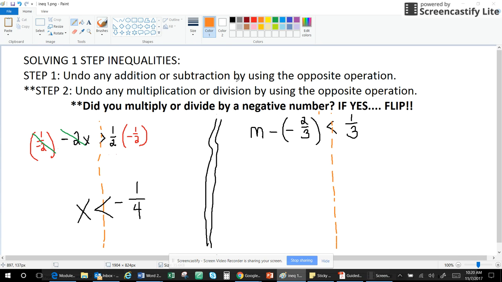Okay, so again, we're solving. There's the variable. Got to do that over here. Now we should be looking at this and going, I have an issue before I even start. I see back-to-back negative signs. And we should be thinking all that does is make a plus sign. They cancel each other out, make a plus. So this is actually m plus 2/3 is less than 1/3. And all we're going to do is subtract 2/3 from both sides.